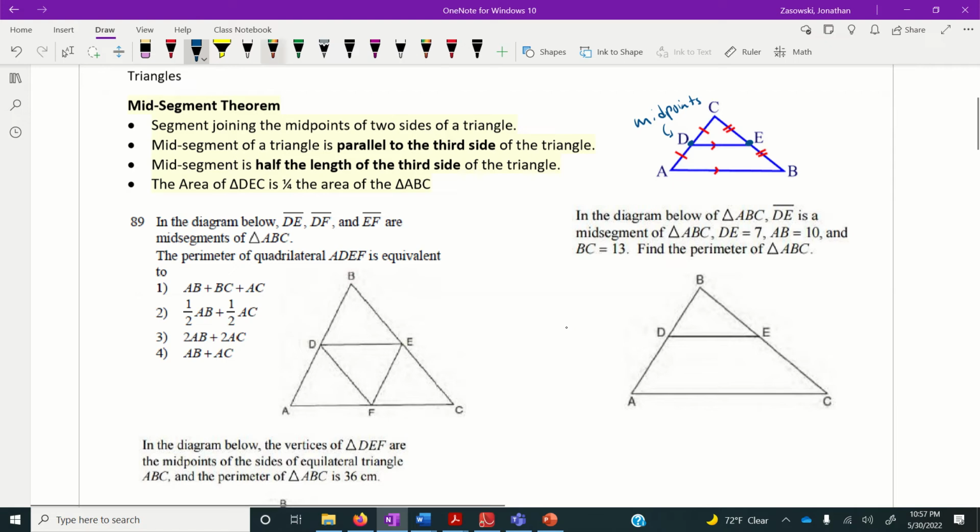Now, once you know that this is a midsegment, because it connects the midpoints, then we know 2 things. We know that the midsegment is parallel to that third side, and that it's half the length of it. The other thing we know is that the area of this small triangle up top, DEC, is 1/4 the area of the big triangle. So remember, the area is 1/4.